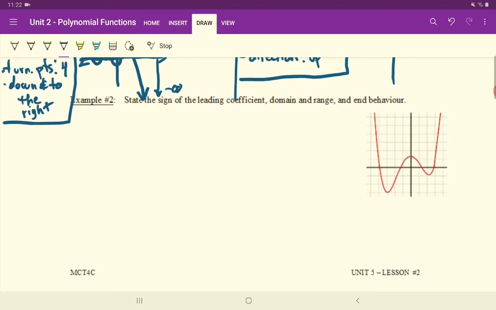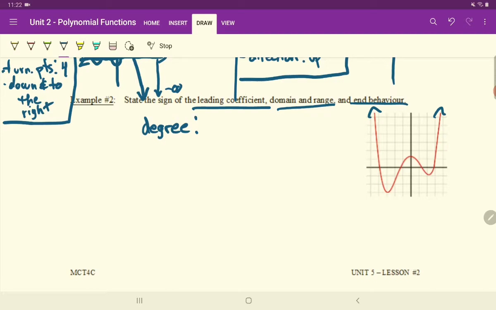Okay? State the sign. So this time we're given a potential graph. We're given a graph, and we have to state the sign of the leading coefficient, the domain and range, and then the end behavior. Okay? No problem. So first off, let's take a guess here at the degree of this equation.